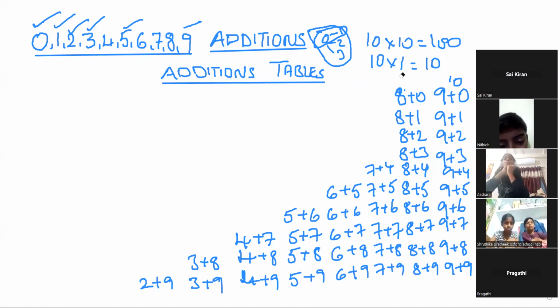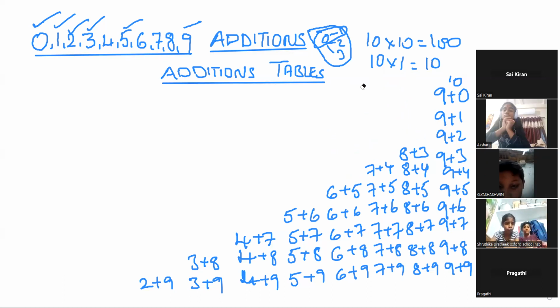With 8, 8 plus 0, 8 plus 1, 8 plus 2. Only these combinations are easy. The below numbers are adding to more than 10, right?